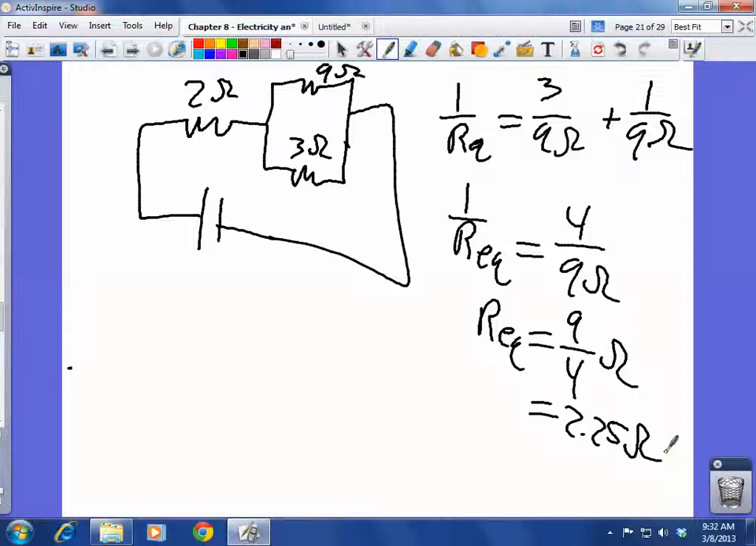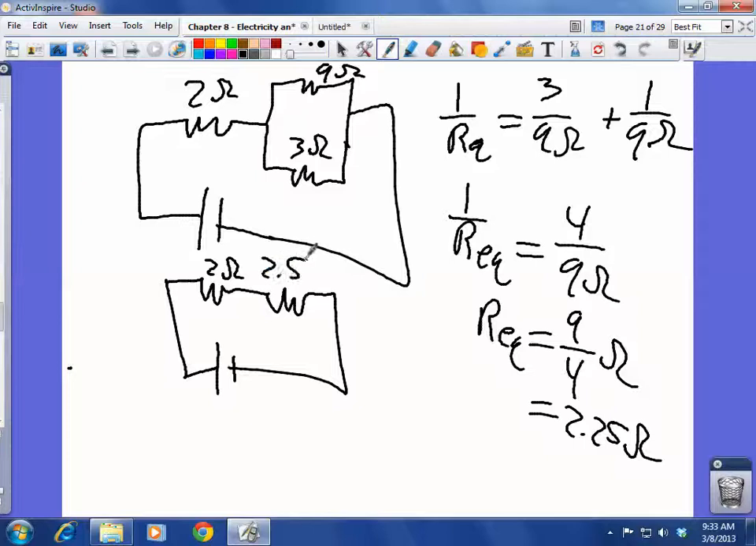So now at this point in time, if we wanted to take the time, we could redraw this circuit and say, okay, we have a 2 ohm resistor here in series with a 2.25 ohm. So that has the same electrical properties. Well, now if we have it in series, what do we do? Just add them together. So we have 2 plus 2.25, so 4.25 ohms.